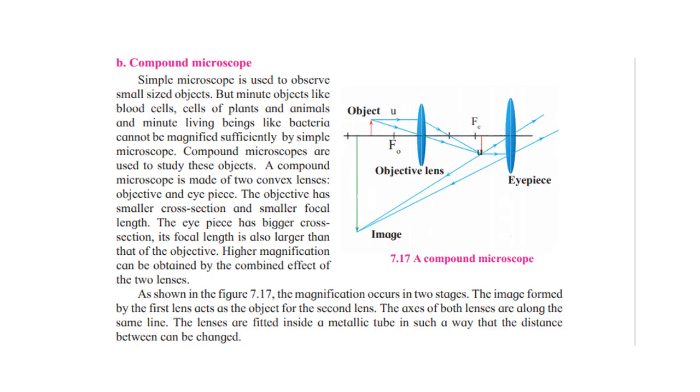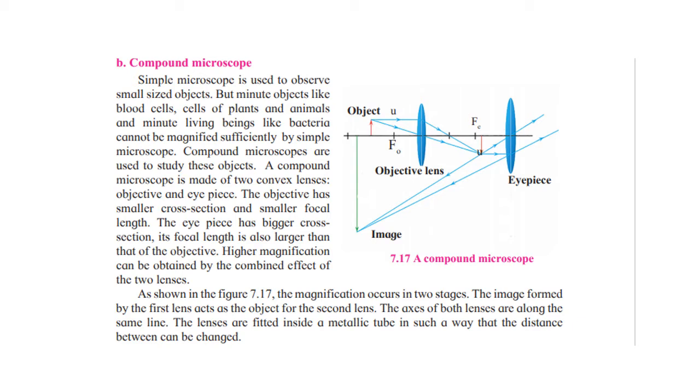Compound microscope. A simple microscope can be used to see things like, as I told you, the watch repairer can use it or a jeweler can use it. But suppose you want to see very small microscopic things like bacteria or maybe a fungus, that cannot be seen with the help of a simple microscope. For that we need to use something called a compound microscope.